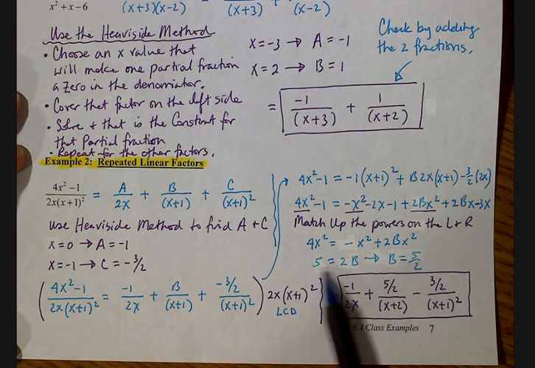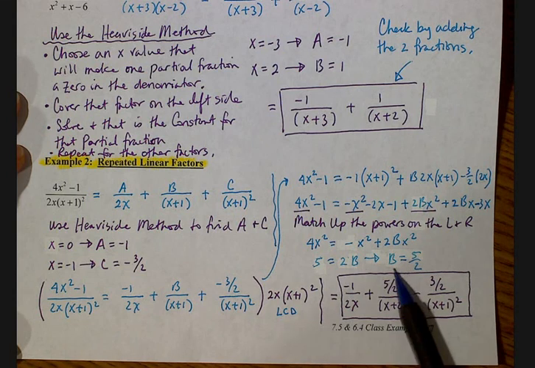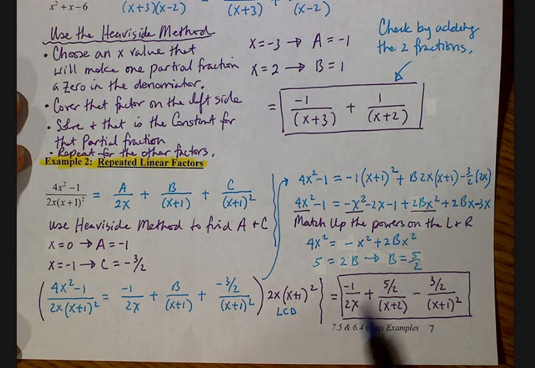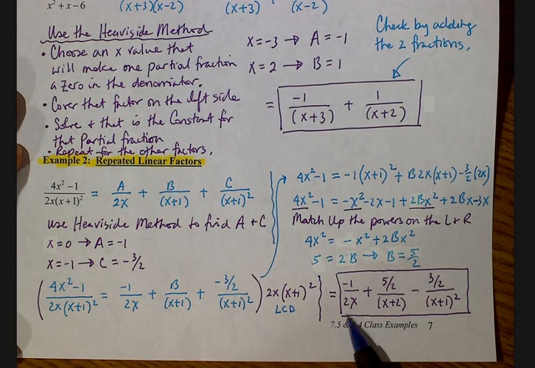So then I'm left with 5 equals 2b, and so then solve for b, and b is equal to 5 halves. All right, so then my overall answer for this partial fraction decomposition is negative 1 over 2x plus 5 halves over x plus 1, minus 3 halves over x plus 1 quantity squared.